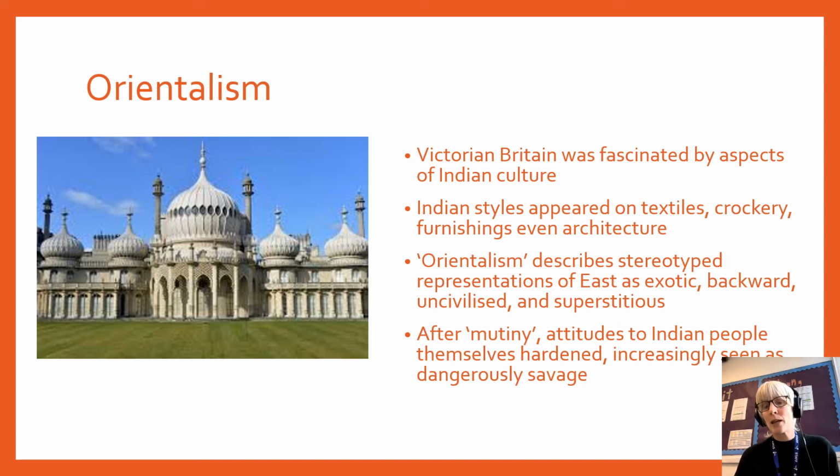Indian styles started to appear on textiles, crockery, furnishings, even architecture. And this amazing building, I should ask you, where do you think that is? Yeah, that's in England, that's in Brighton. That's Brighton Pavilion, but clearly inspired by a sort of crazy vision of the East and what buildings in the East look like. So Orientalism can be used to describe stereotyped representations of the East as exotic, but also backward, uncivilized and superstitious. So you might want to think about how the three Indian Brahmins are represented in The Moonstone.